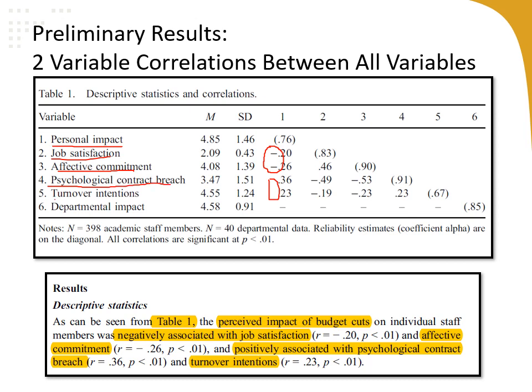breach and turnover intentions. Now, of course, you would need to know what positively and negatively associated mean so that you can then write a plain English explanation in your own words. You can't just write this whenever you're summarizing a journal article, but this helps you understand what you see in the table.